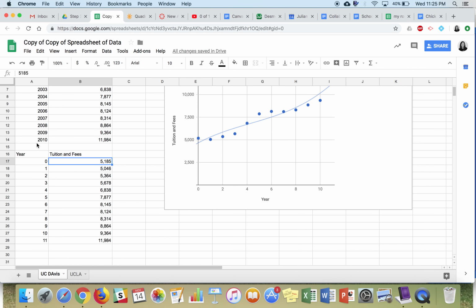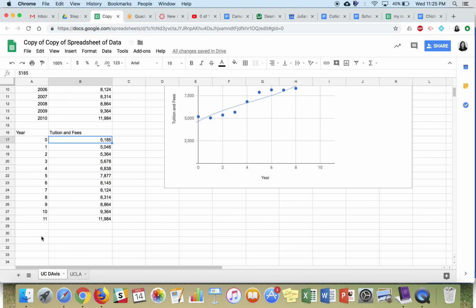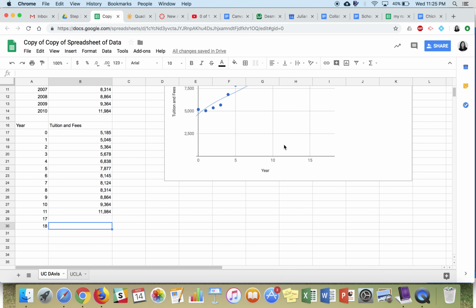So let's say we were starting off with 2000 as year 0. So let's say you found the costs for 2017. That would be year 17. Actually, we would put it right here. Year 17, and then put what the tuition cost is, and then year 18 and put what the tuition cost is. And notice my graph is changing.